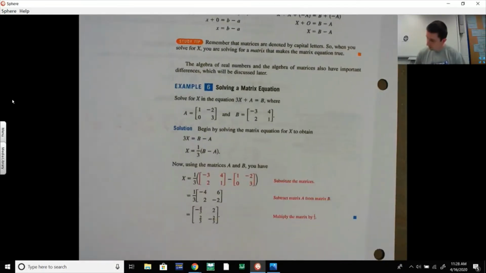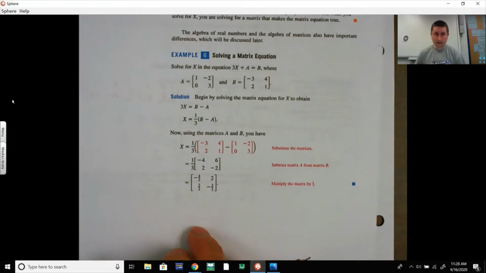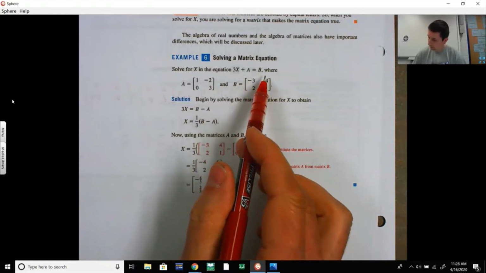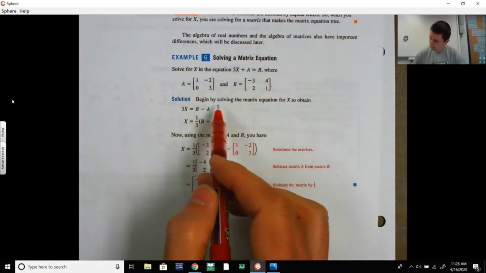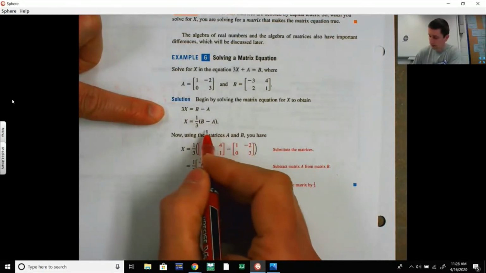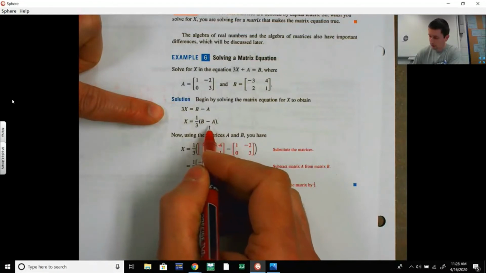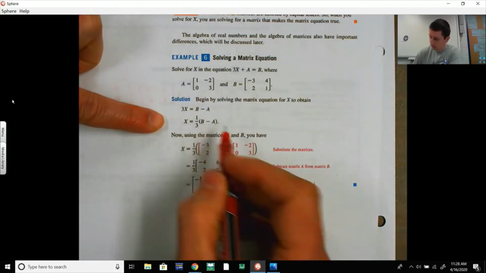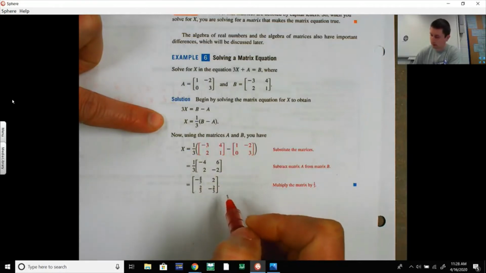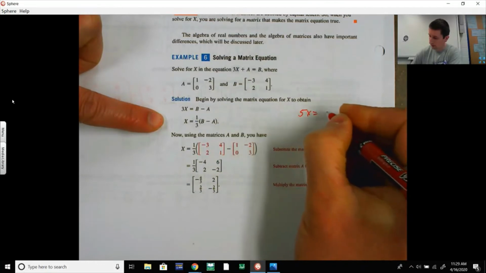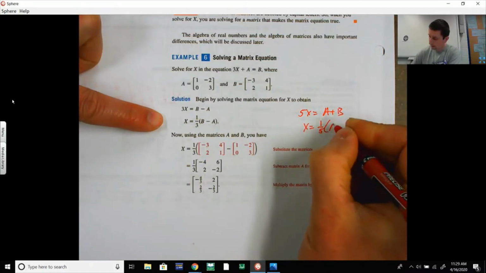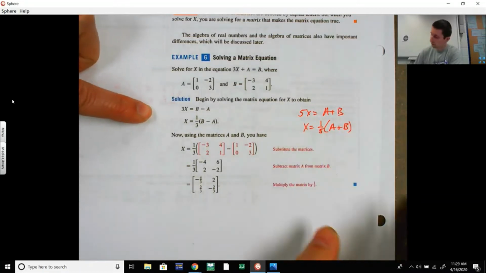Solving matrix equations. It says solve for x in the equation 3x plus A equals B, where A equals this, B equals that. So we're going to begin by solving for x. And notice how they handle that 3. They don't divide by 3, they say it's 1/3 times it. So it's 1/3 times B minus A. So you take B minus A and then use 1/3 as a scalar multiple for that. If they had 5x equals A plus B, that means x would equal 1/5 times A plus B. Your scalar multiple you'd use there is 1/5.